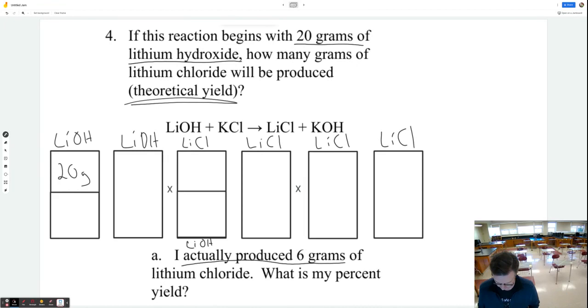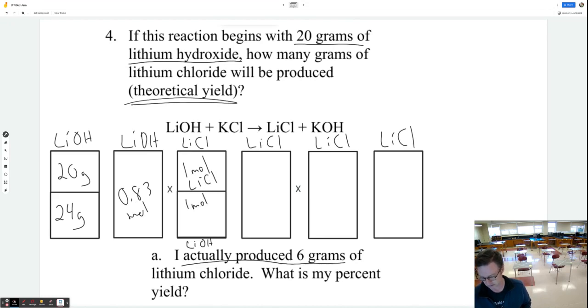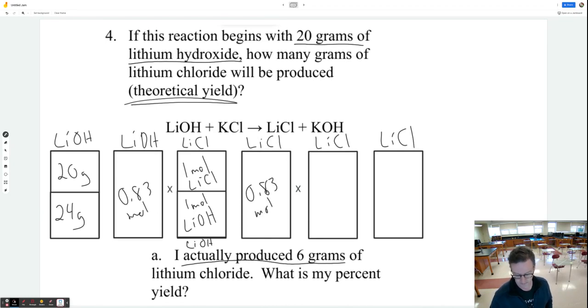Okay, now plug in. Lithium hydroxide has a molar mass of 24 grams, which means 20 grams divided by 24 is 0.83 moles of lithium hydroxide. The ratios, again, in the equation, every single coefficient is 1. So that makes this a very easy conversion because we're doing 0.83 times 1, which is 0.83. Again, the difference here is now we have converted the number of moles of lithium hydroxide that we used to the number of moles of lithium chloride we will receive, which is 0.83.